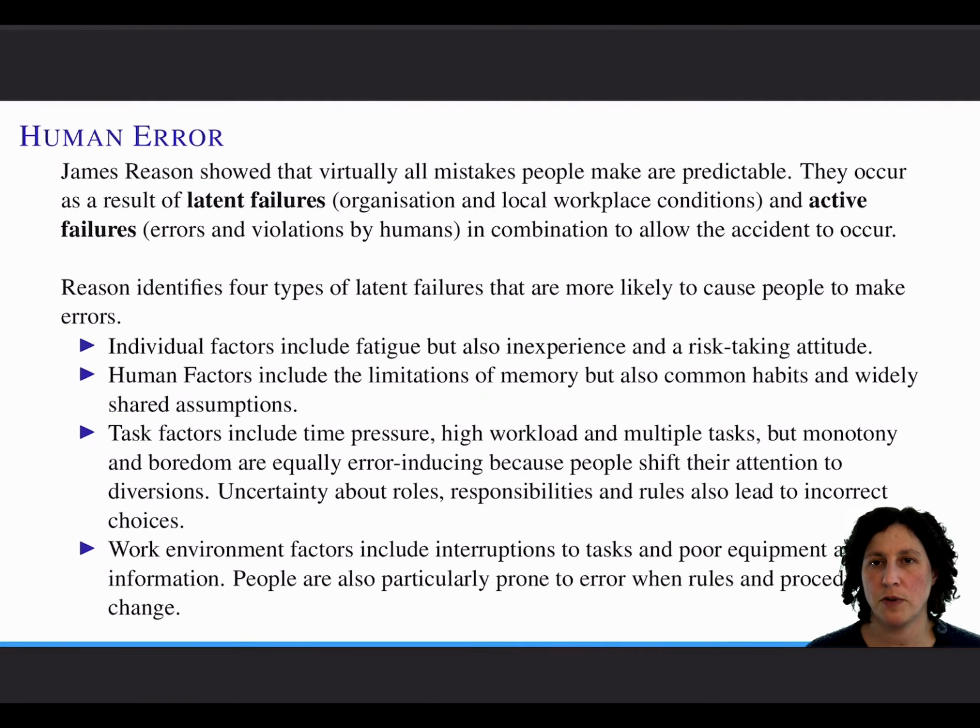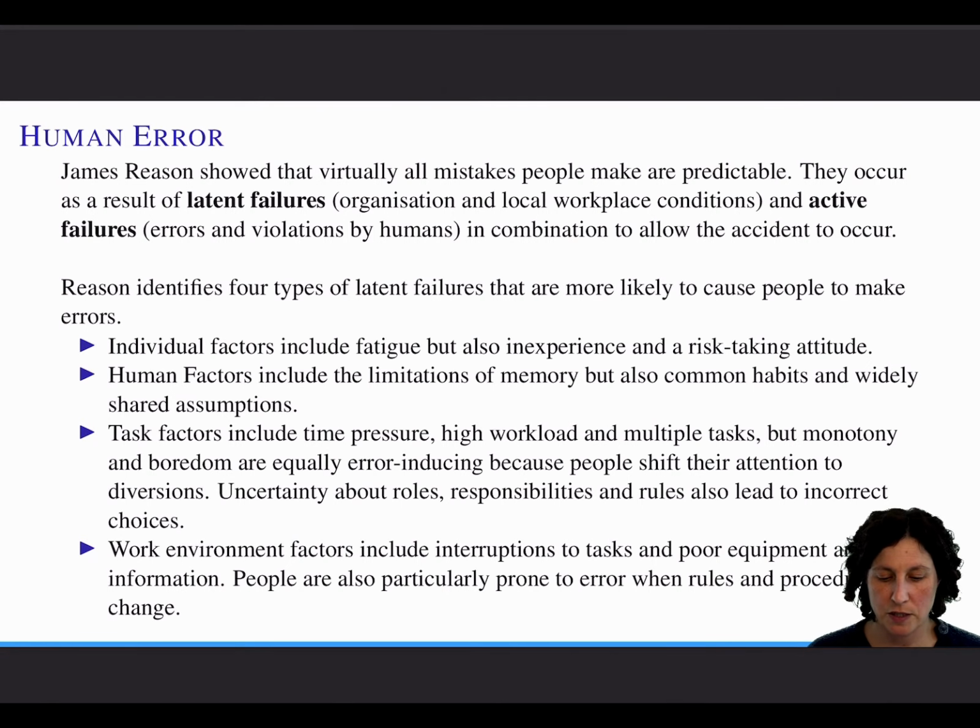So we make errors when we are given tasks that exceed our capabilities. And it turns out that basically all of the mistakes that we make are somewhat predictable. James Reason in some of his research showed that you can categorize mistakes into two types: latent failures or active failures. So latent failures are due to organizations and external conditions, and active failures are more due to something going on in humans' brains. And typically it's a combination of both that means that really bad things happen.